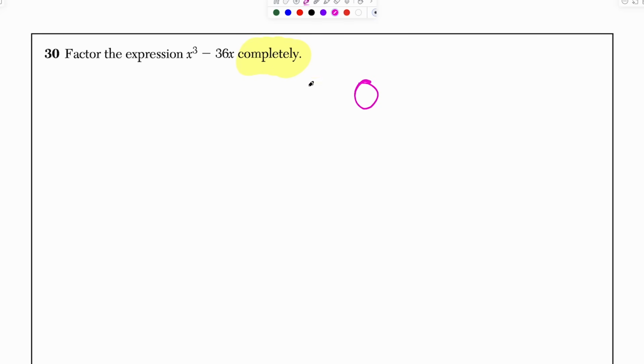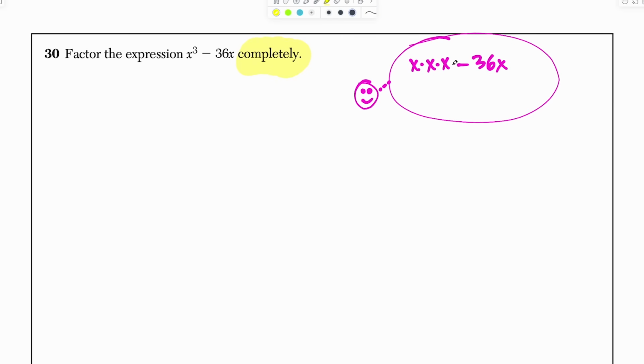So if you look at this expression here, the greatest common factor is x. And one way to see that is that if we expand the first part, x to the third, as x times x times x, you could see when we have x to the third minus 36x, that there's one x in common that we could take out. Okay, so that's what it means when we're looking for a greatest common factor.